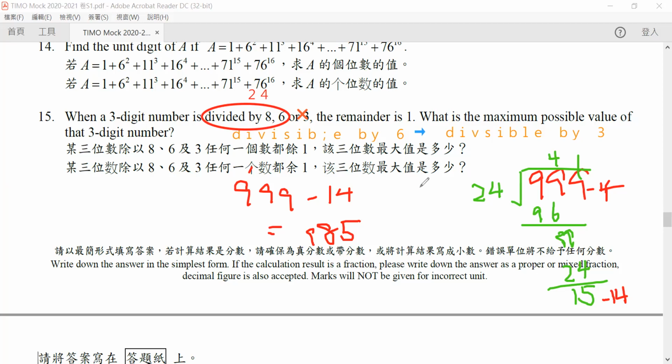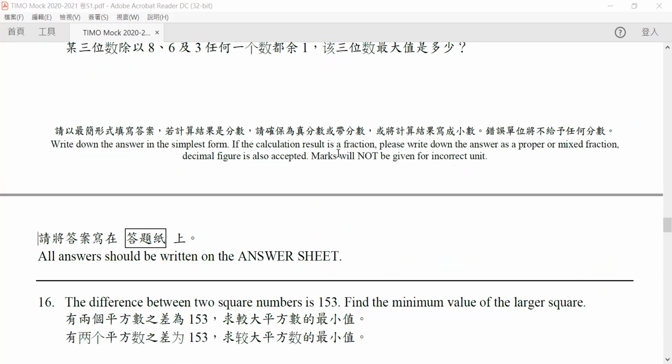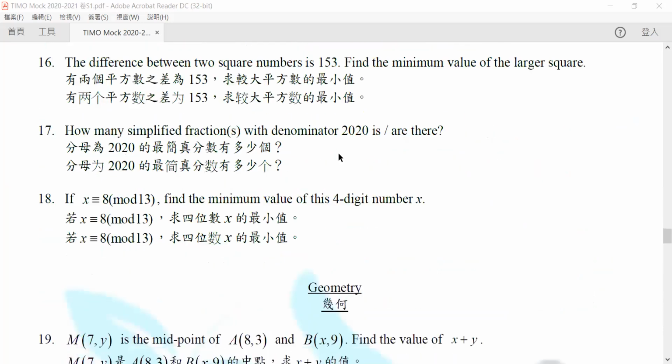So now if we do not have any questions, we will go to question 16. Question 16. The difference between 2 squares is equal to 153. The difference between 2 squares is 153. Now, what is the smallest value of this?